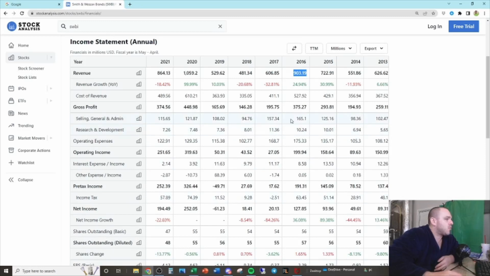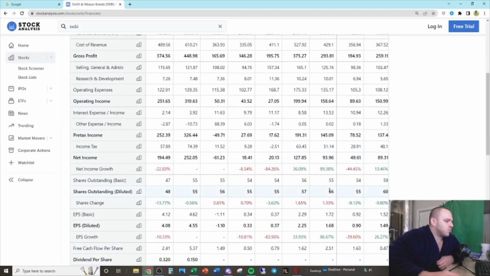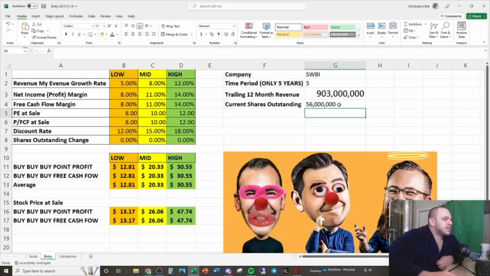Well, if we go look at Smith & Wesson in 2016, we can see that they had $903 million of revenue for that year. So let's say at the end of 2016, we do our DCF and we project out the future cash flows, okay? So I go back here and I say, okay, 903 million in revenue. So I put 903 right here. And the shares outstanding were 56 million. I use the diluted shares outstanding. So basically, with our DCF, I have all the inputs I need. 5-year time horizon over the next 5 years. Our trailing revenue is 903 million, and we have roughly 56 million shares outstanding.